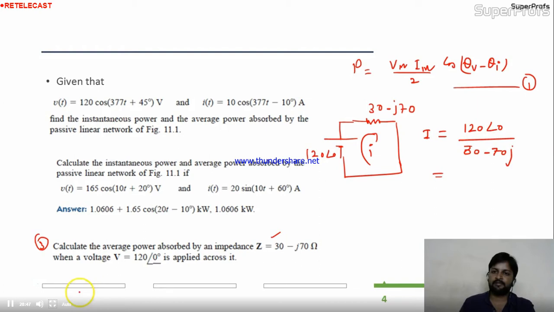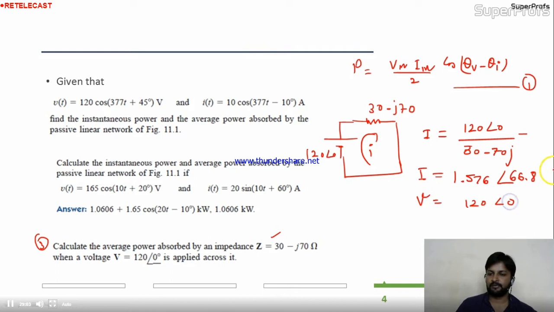When you calculate this value, it will be 1.576 at an angle 66.8. This is the current value when you solve this. I'll write the voltage value also: 120 at an angle 0. Now your task is to calculate the average power.